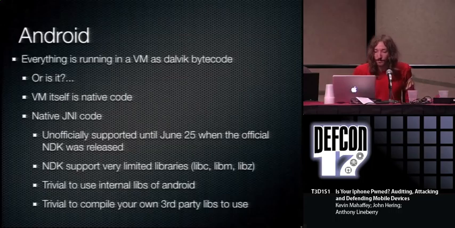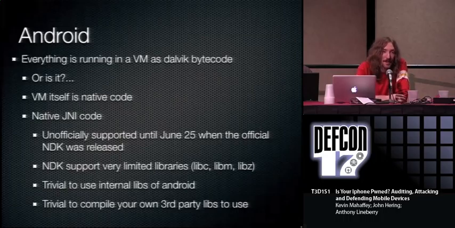So with Android, everyone was stoked that everything was running in a VM. Each process is a sandbox. Basically, Java gets compiled down to Dalvik bytecode. But not everything on Android is actually running as Java. The VM itself is native code, and it also supports JNI, the Java Native Interface, to be able to run native compiled code for optimizations.